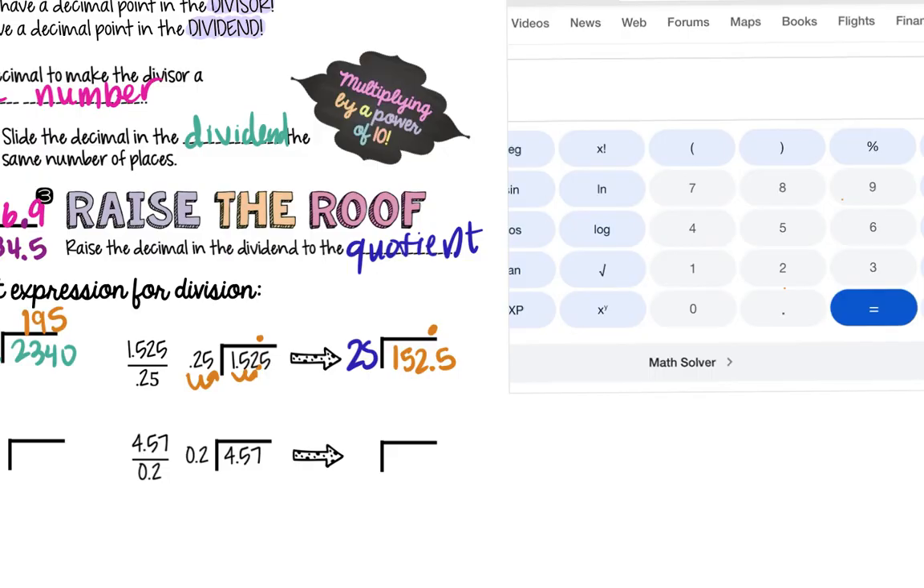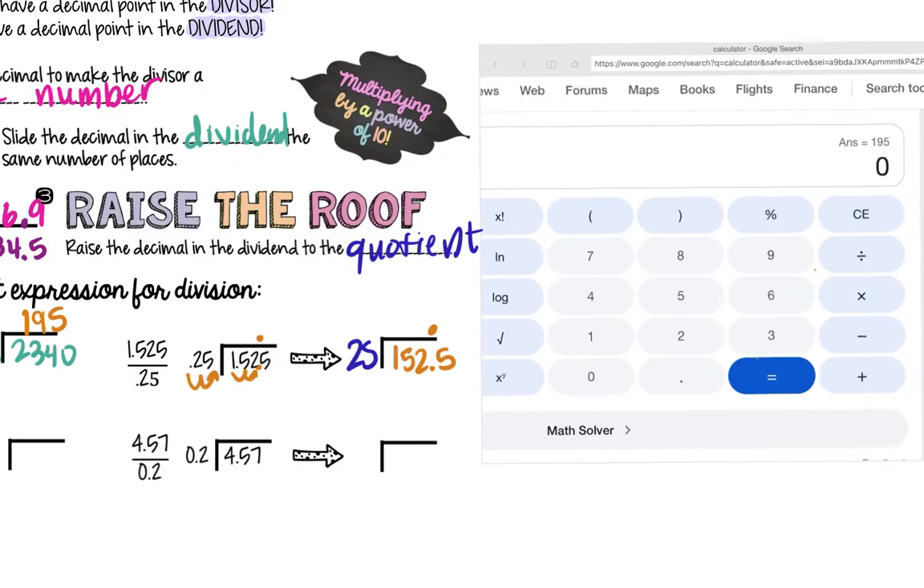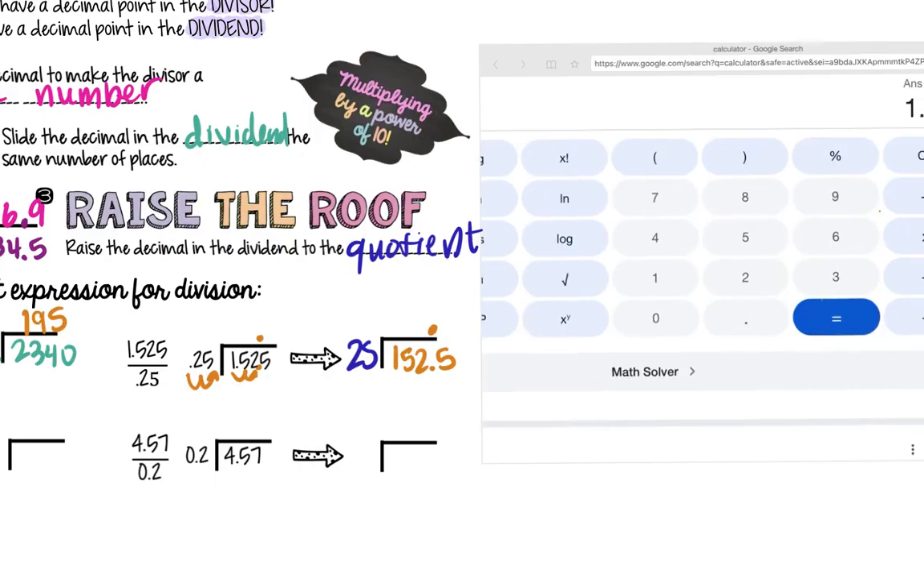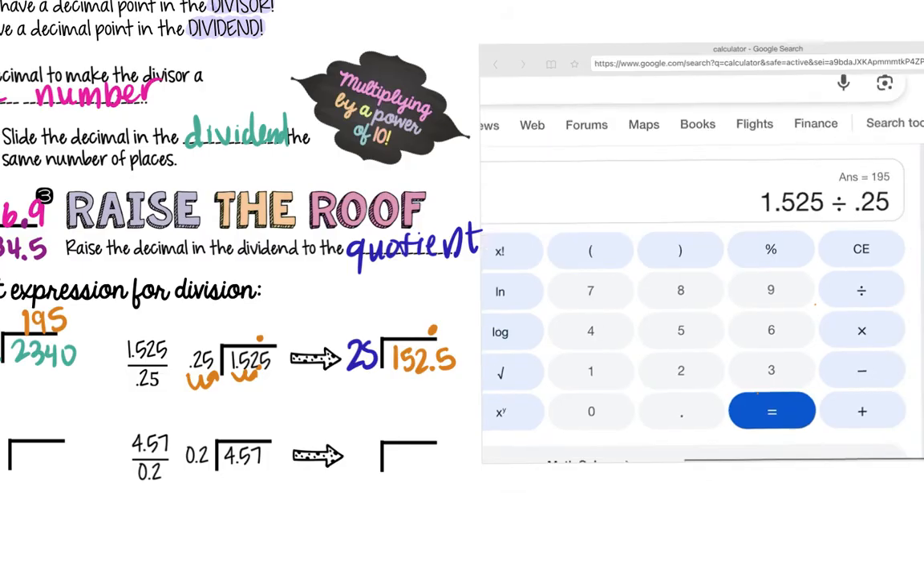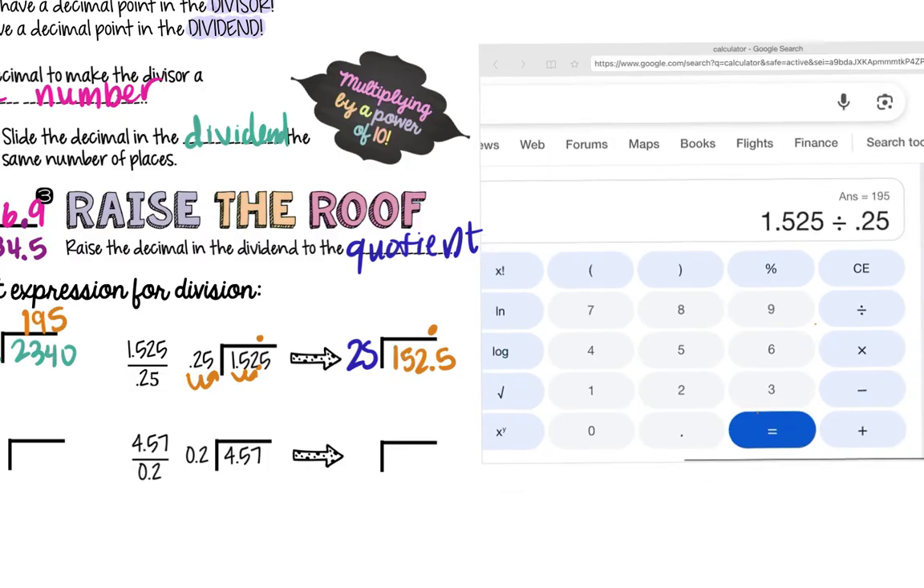Well, let's look. So I'm going to do 1 and 525 thousandths divided by 25 hundredths. This is easier said than done. Okay, and that equals 6 and 1/10. Whew, finally did it. So 6 and 1/10.